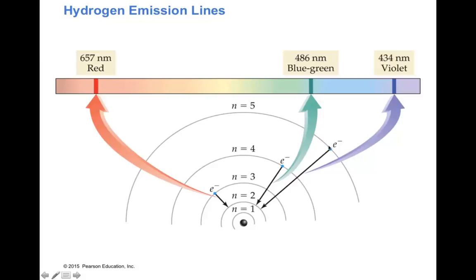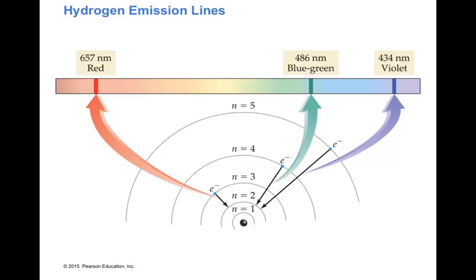And this one, from n equals 5 to n equals 2, is going to have a larger energy. Because it has a larger energy, it has a smaller wavelength. Remember, the smaller the wavelength, the higher the energy and the higher the frequency. So from n equals 5 to n equals 2, it releases a lot of energy, and that energy corresponds to a wavelength of 434 nanometers.